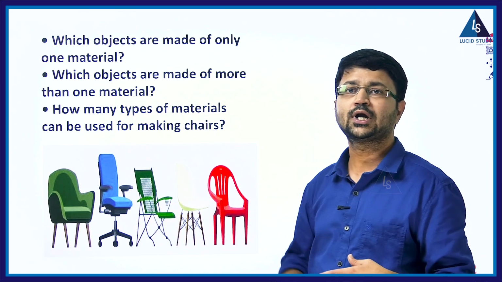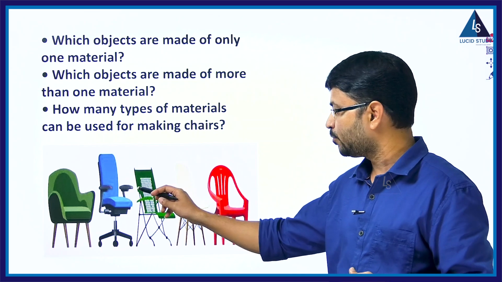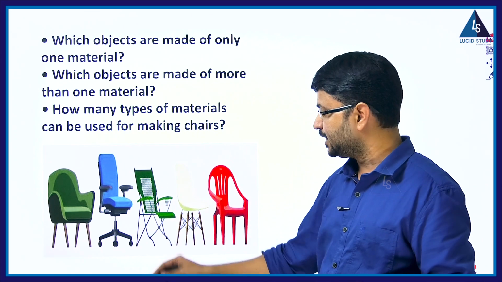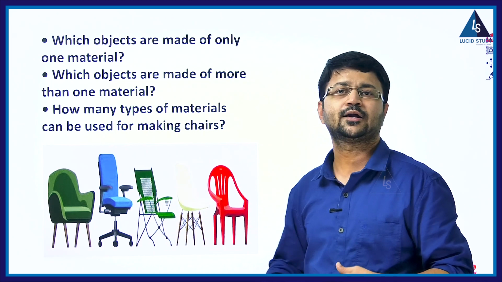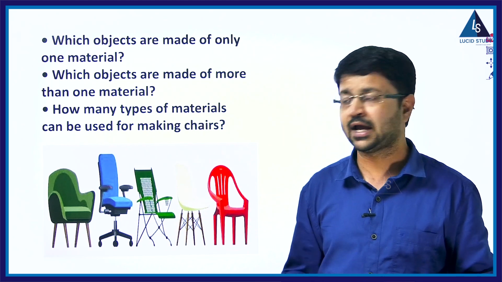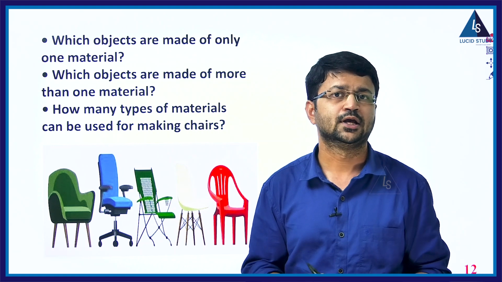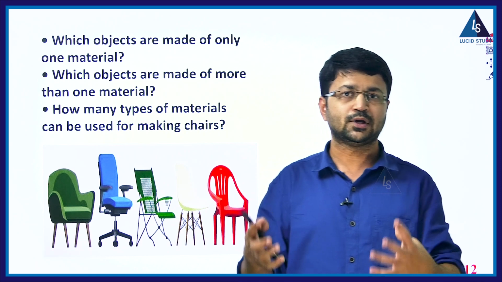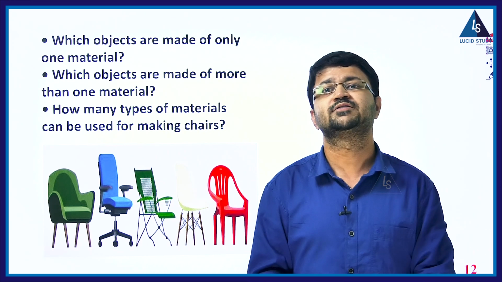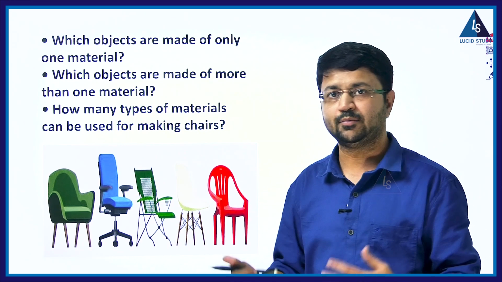This blue colored chair is made up of more than one material. It is made up of iron rods here, plastic is there, as well as rubber. Is it clear? And sponge is also there. So in this manner, there are certain objects which are made up of only one material. There are some objects which are made up of more than one material.